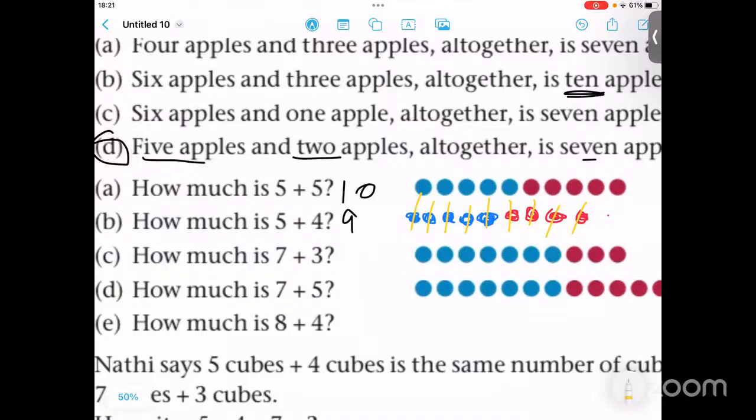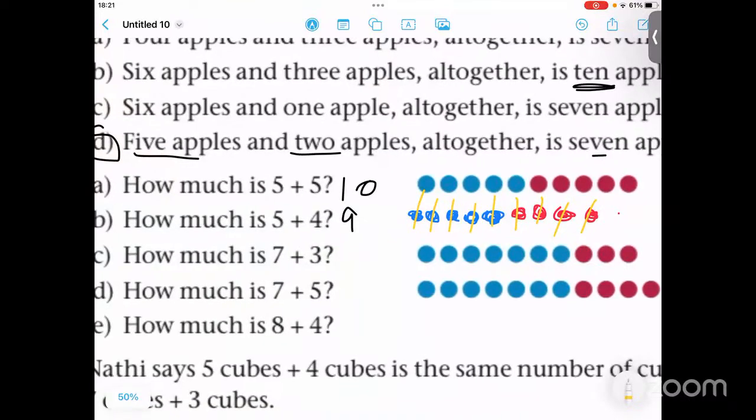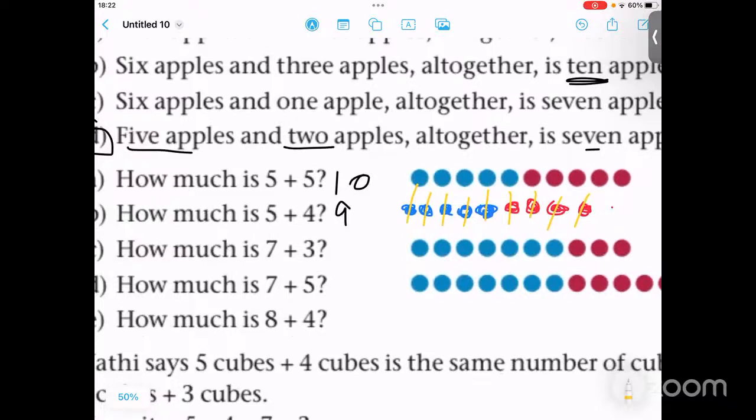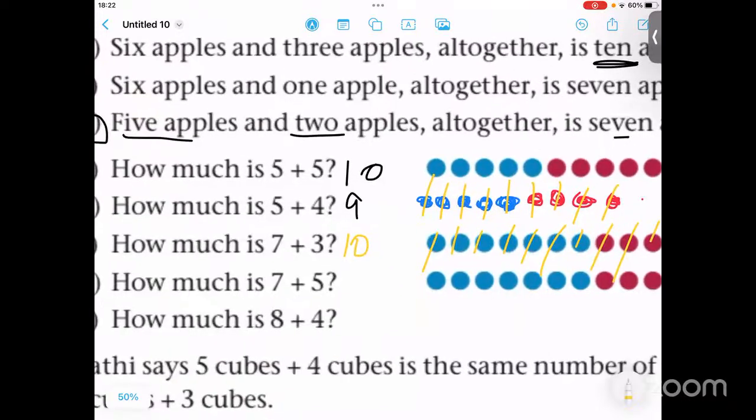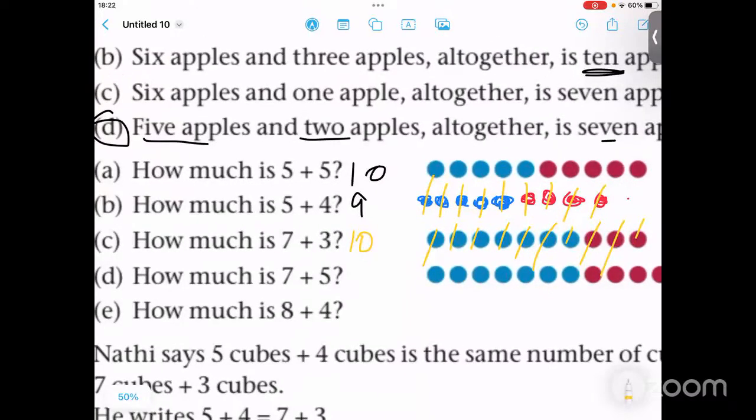Now let's move to C. They're asking you how much is 7 plus 3. How much is it? 10. Nana? 10. Is that Nana? 10. So it's going to be 1, 2, 3, 4, 5, 6, 7 plus 3, 8, 9, 10. So that means our answer here is going to be 10. Do we have somebody who got a different answer? No, ma'am.